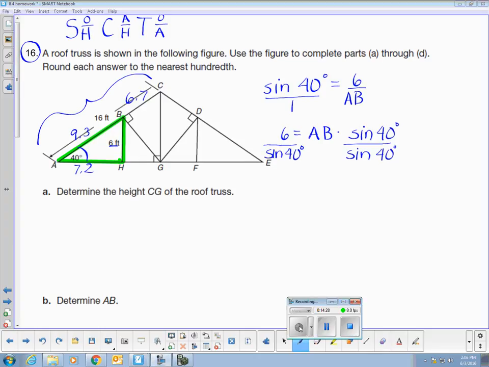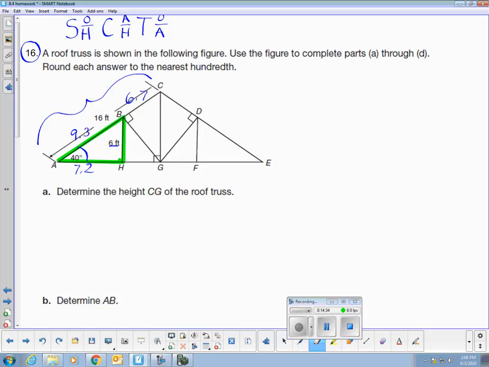Now let's take a look at some of the missing angles. So let's add in some of our 90-degree angles here. We have a right triangle here. And so in triangle ABH, if we have one angle that's 40 degrees and a second angle that's 90 degrees, then the third angle has to be 50 degrees.